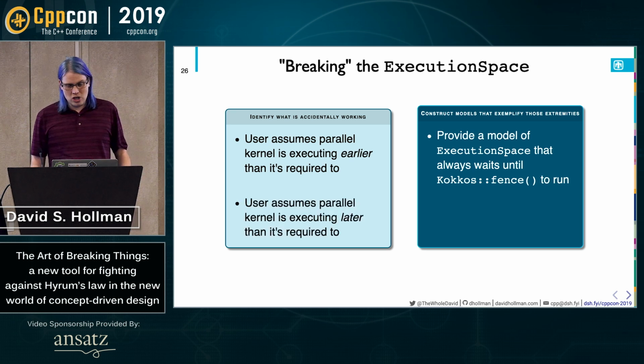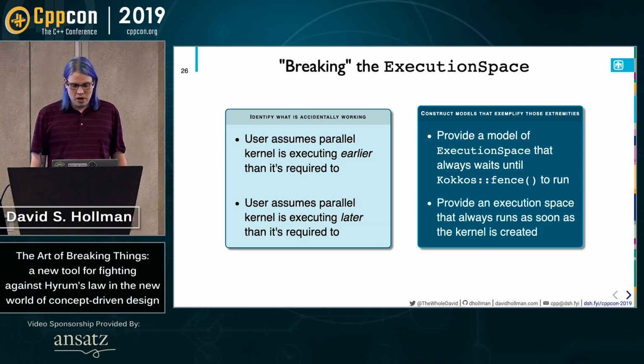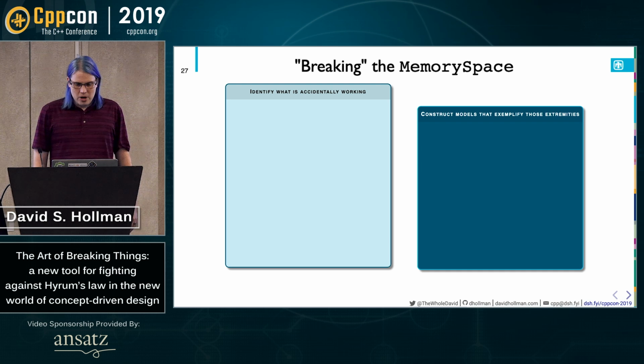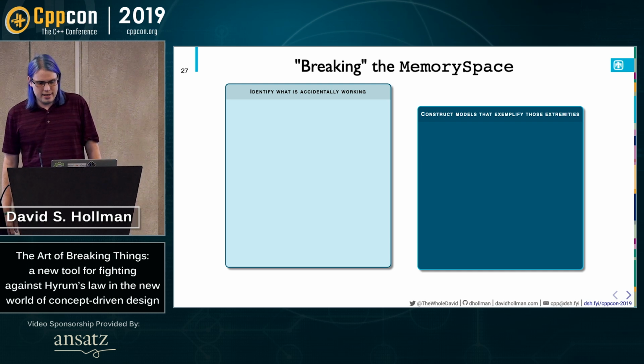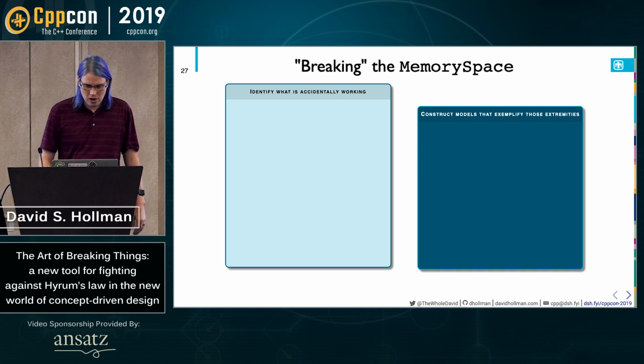And the opposite extreme, we don't come across this very often, but could certainly be the case, is that they're assuming the kernel is executing later than it's required to, in which case you want one that executes in place, like the serial or OpenMP execution space. Breaking the memory space is a little bit more complicated, and that's where our live demo is going to come in.